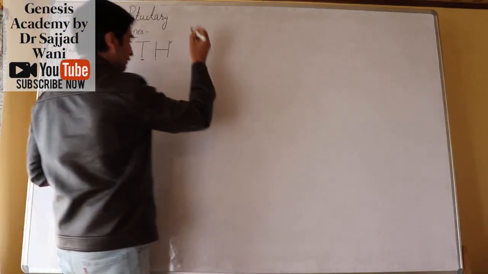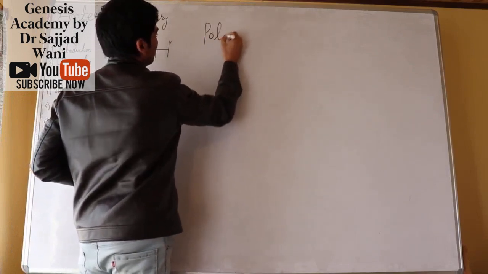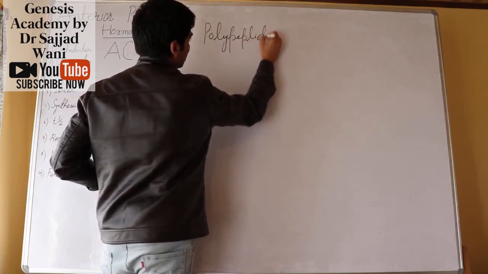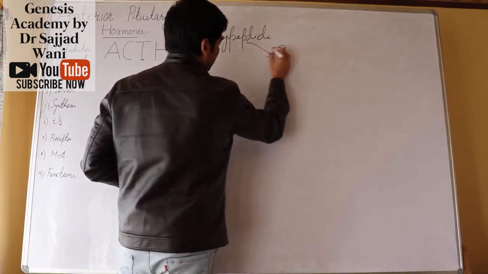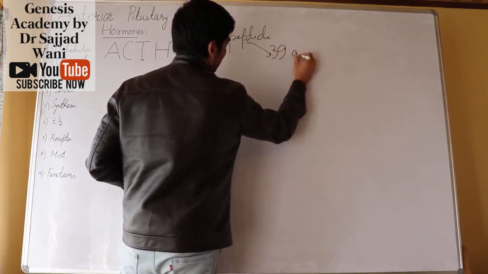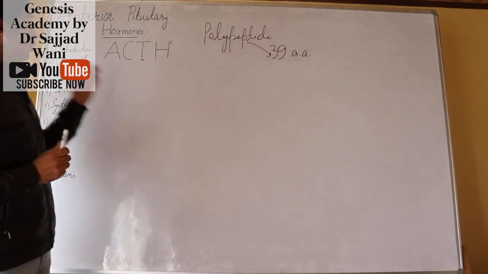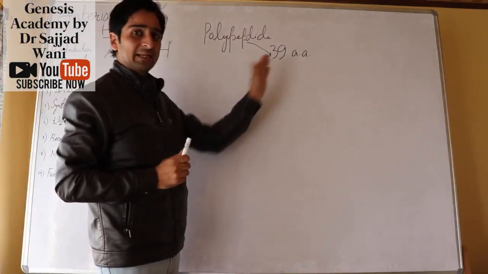Now let's talk about the chemistry of this hormone. I have already told you somewhere that this hormone is a polypeptide hormone. What does that mean? It has many amino acids. It has around 39 amino acids. So this hormone, the adrenocorticotropic hormone or the corticotropin, is a polypeptide having 39 amino acids.